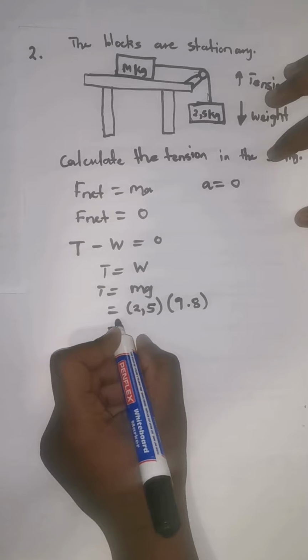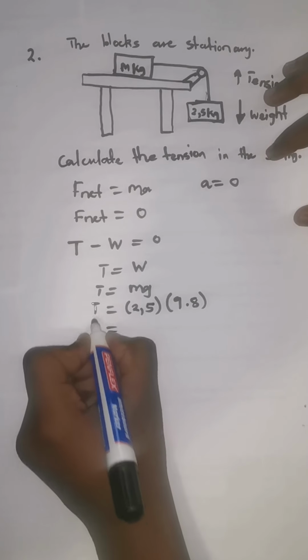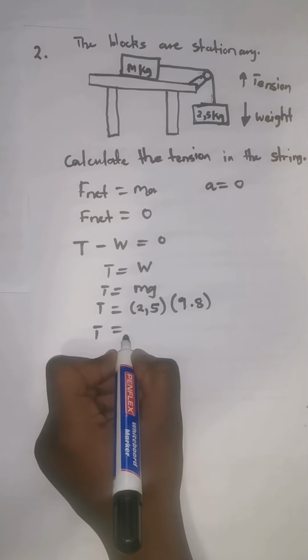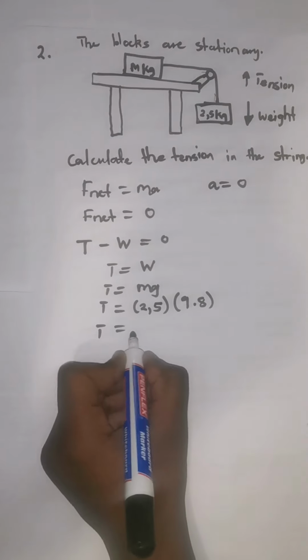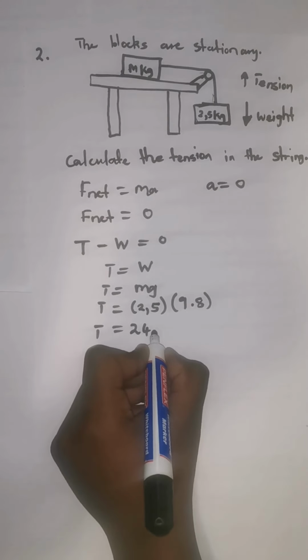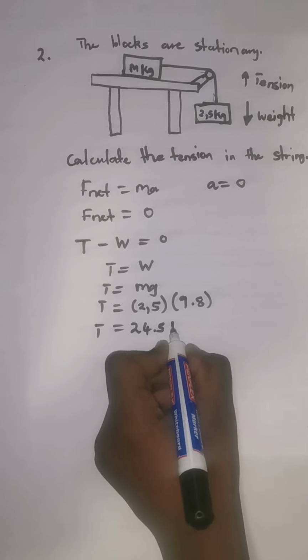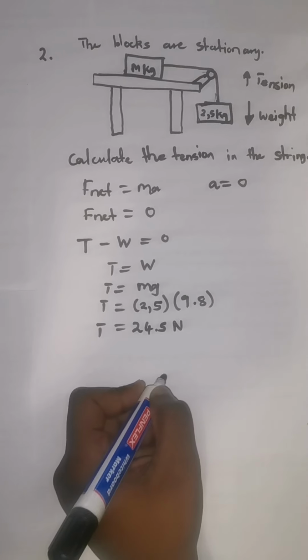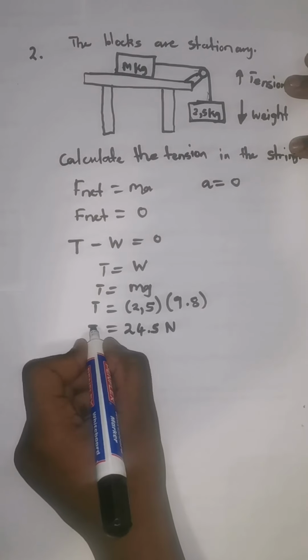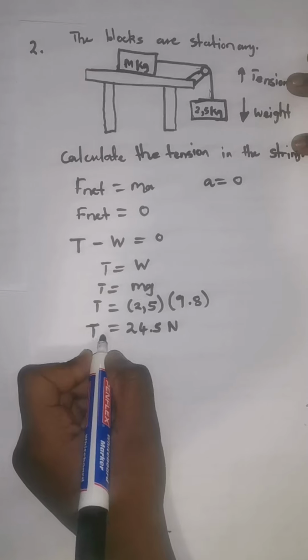Punch this into the calculator, you'll find out that T is equal to 24.5 newtons. So yeah, you have actually determined the tension in the string. That's all for the second question.